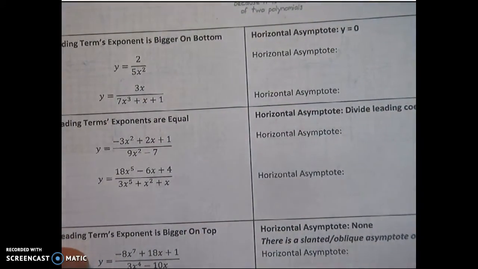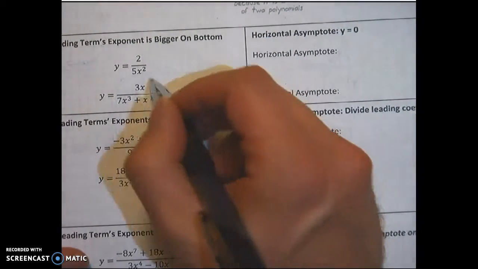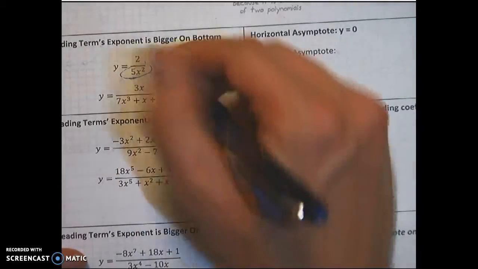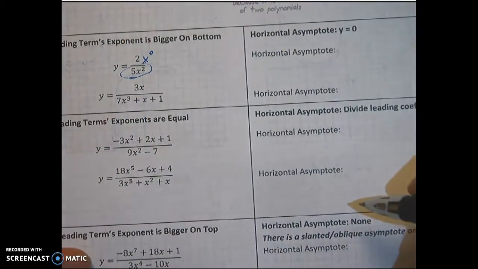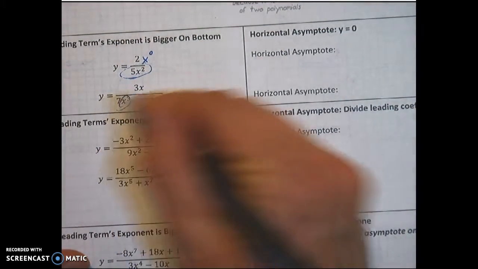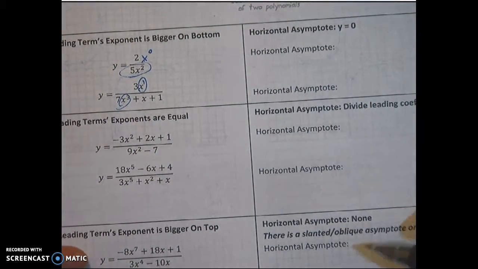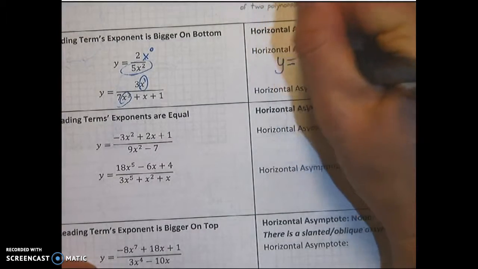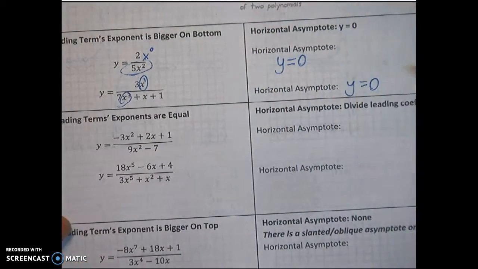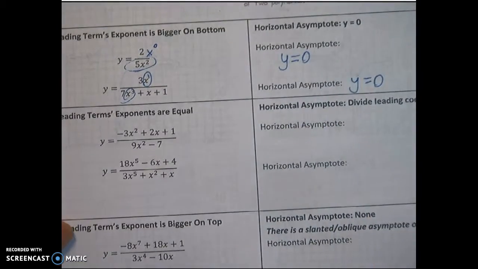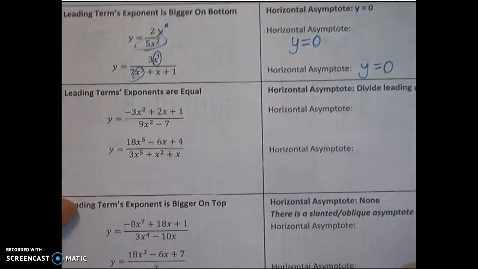So if you've got a rational function here where the exponent is bigger on the bottom, x squared is greater than x to the 0th, and x to the 3rd is greater than x to the 1st. When it's bigger on bottom, the horizontal asymptote is always y equals 0. So that's pretty simple. If it's bigger on bottom, horizontal asymptote is y equals 0.